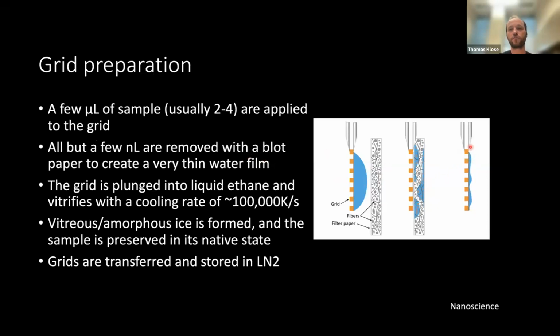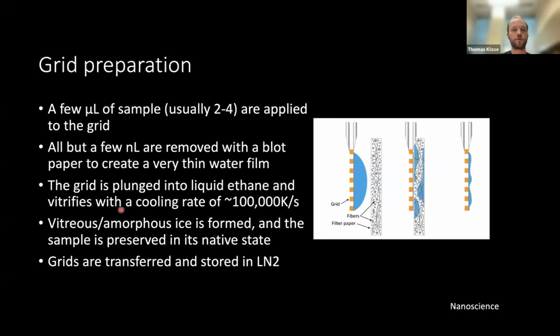And then once we have achieved this very thin water layer, the filter paper is removed, and we are plunging into liquid ethane, and this allows us to cool the sample with a cooling rate of more than 100,000 kelvins per second. So it's really fast.